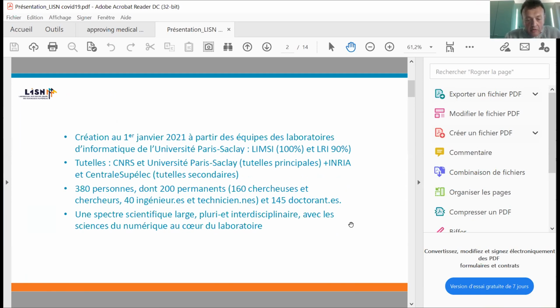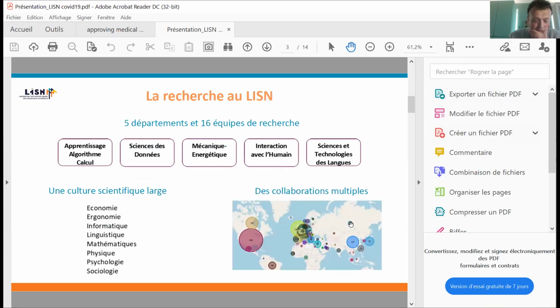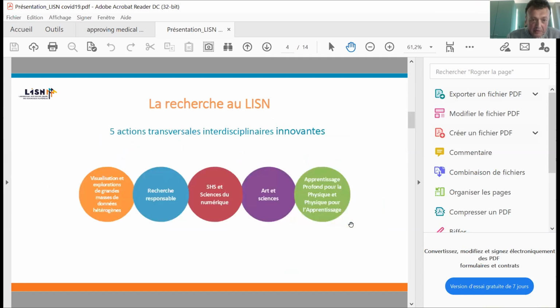There are around 400 people, half of them in permanent positions. The laboratory has a very broad scientific spectrum and 5 departments. I will not detail them here, and will focus on the department I'm responsible for, the language science and technology department.